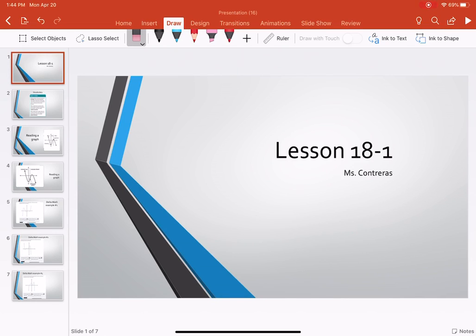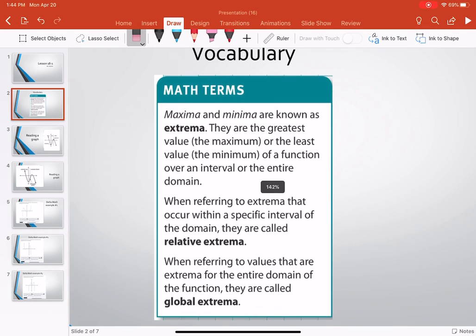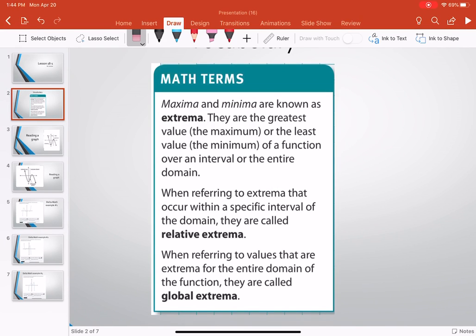So let's get started. Today we're going to go over lesson 18-1 from your book. Let's go over some vocabulary first. Maxima and minima are known as extrema. They are the greatest value, called the maximum, or the least value, called the minimum, of a function over an interval or the entire domain.